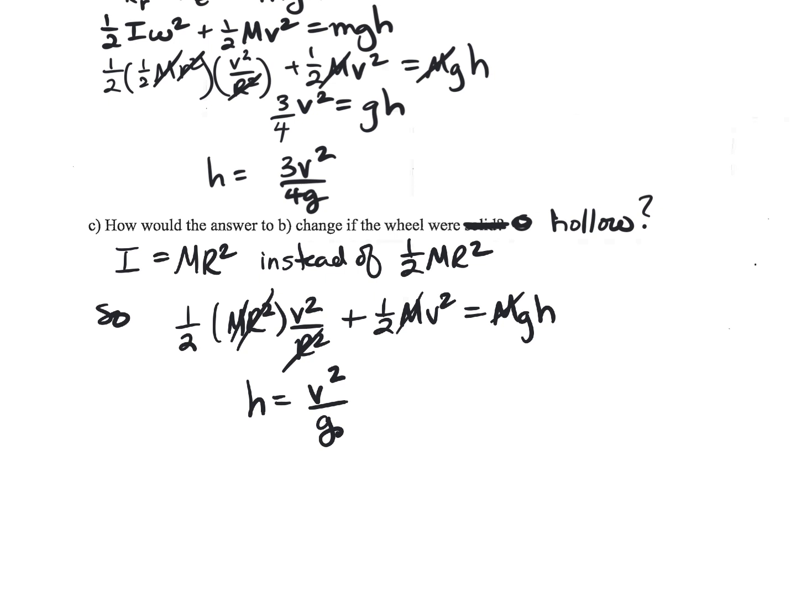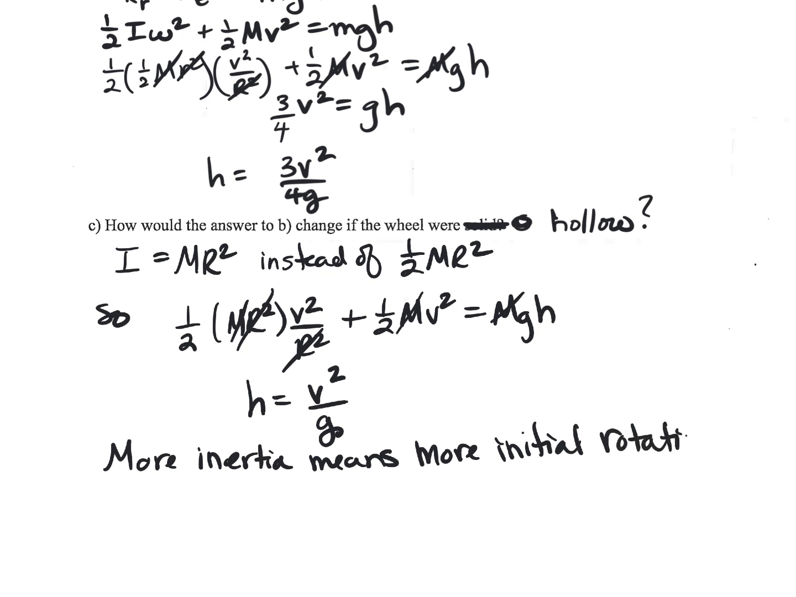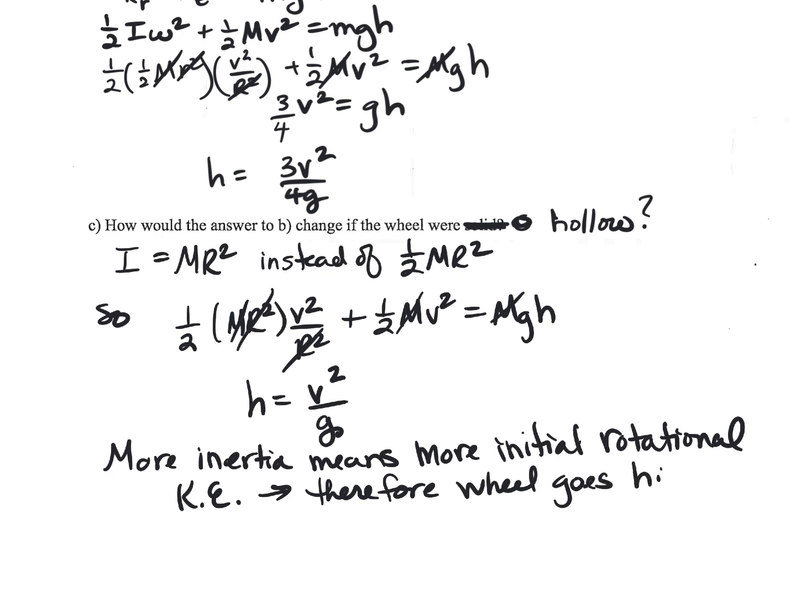Think about why that is. It has more inertia, which means more initial rotational energy, doesn't it? It takes more to rotate. Therefore, the wheel goes higher. Okay? So the wheel ends up going higher.